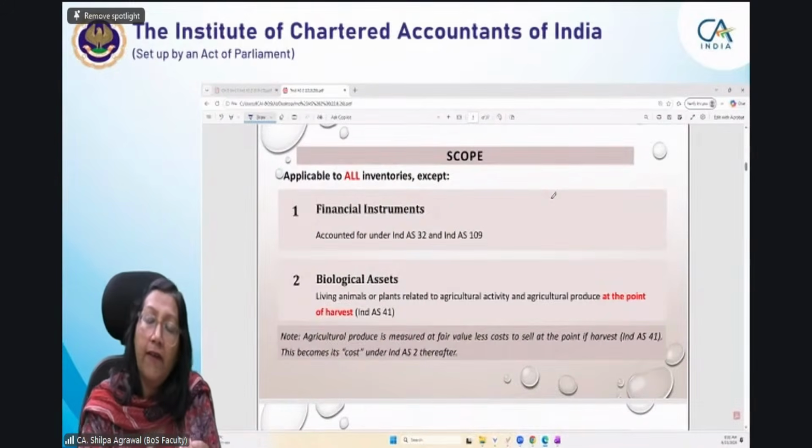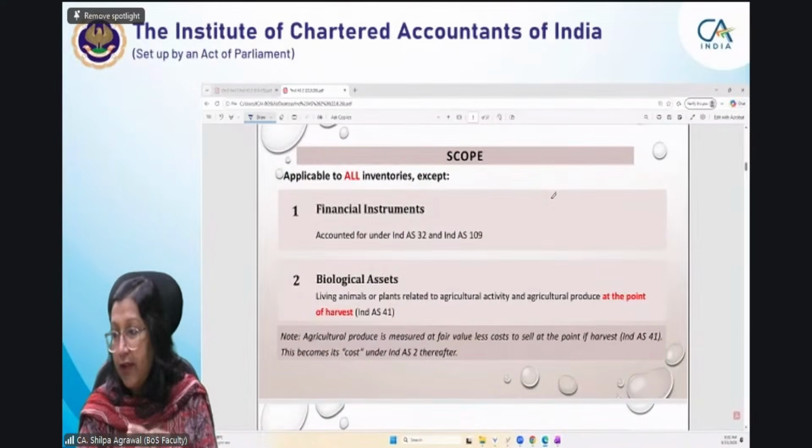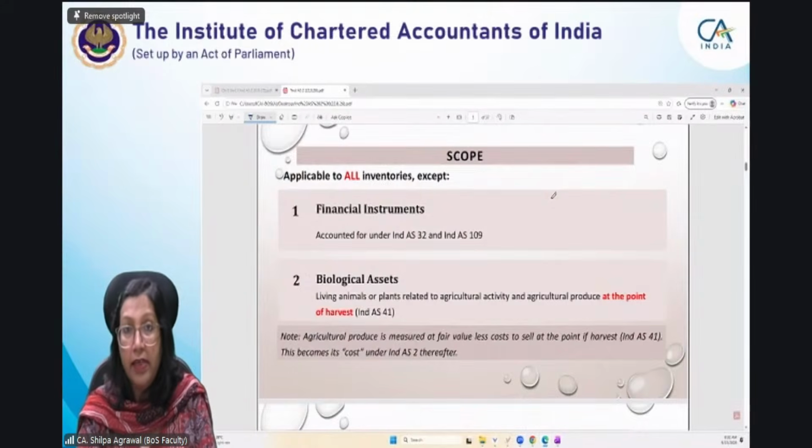Financial instruments: I want to understand from all of you, when can a financial instrument be considered as inventory? When will the financial instrument be considered as inventory, and for which kind of entity will it be considered as inventory?